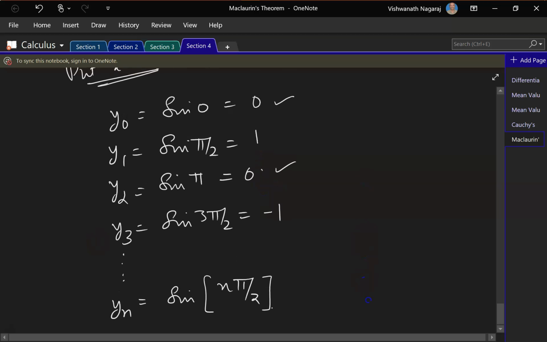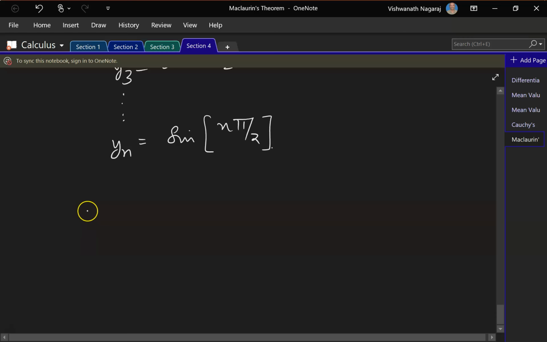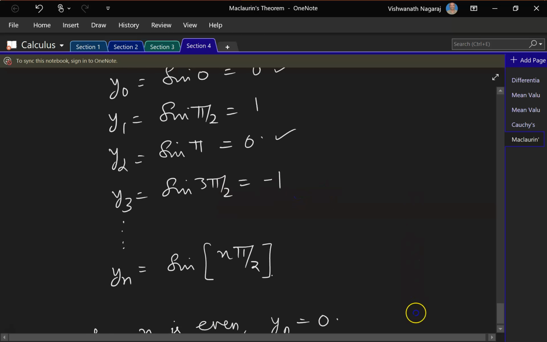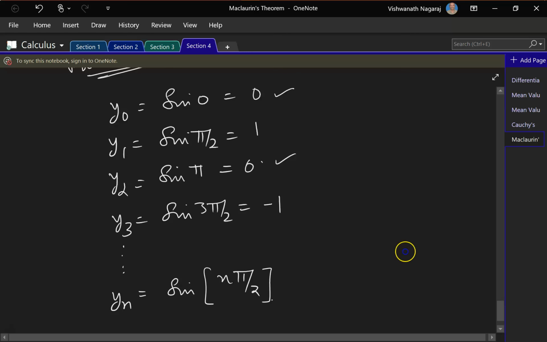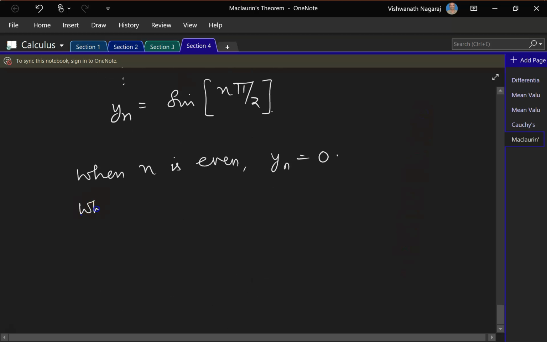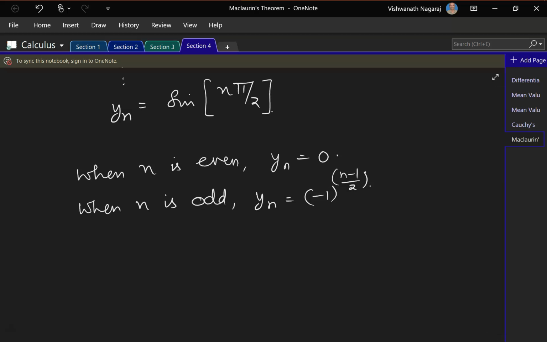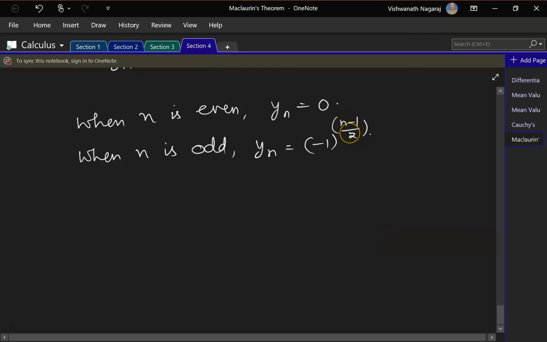If you go through this list, you will notice that when n is even, yn is equal to 0: y0 is 0, y2 is 0, y4 will be 0. And when n is odd, yn is equal to (-1)^((n-1)/2). In the previous one, we created a table, right? You can create a table like that to make sure that you are getting this correctly.